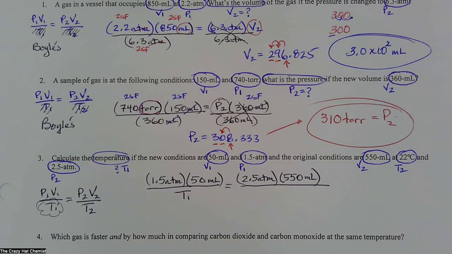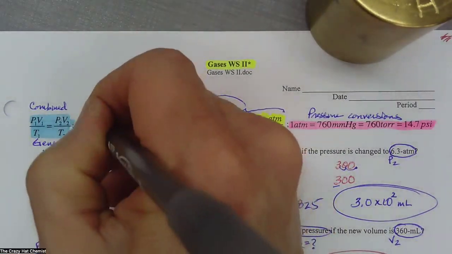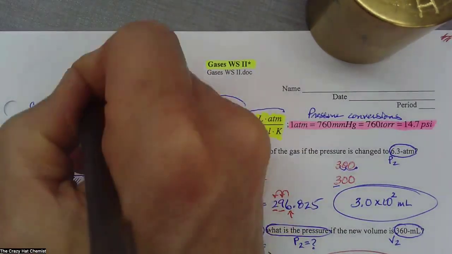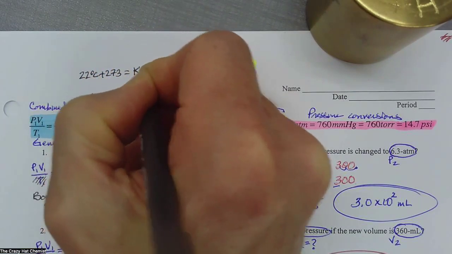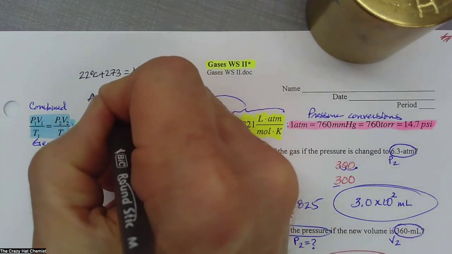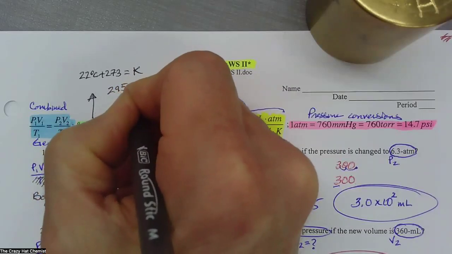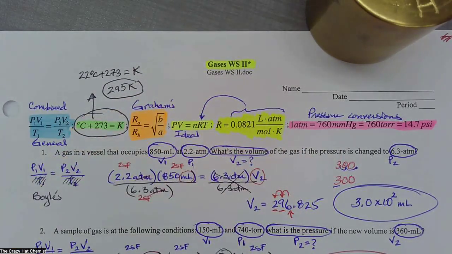And then my T2. Well, before I plug in the T2, I need to make sure that T2 is in Kelvin. This is in degrees Celsius. So I'm going to scroll this right up to the top of this worksheet here. And I had this equation written down, and this is the equation that we're going to use for this particular problem. It's 22 degrees Celsius plus 273 is equal to the Kelvin temperature. So I'm going to have my 22, add the 273, and I'm going to get 295 Kelvin.